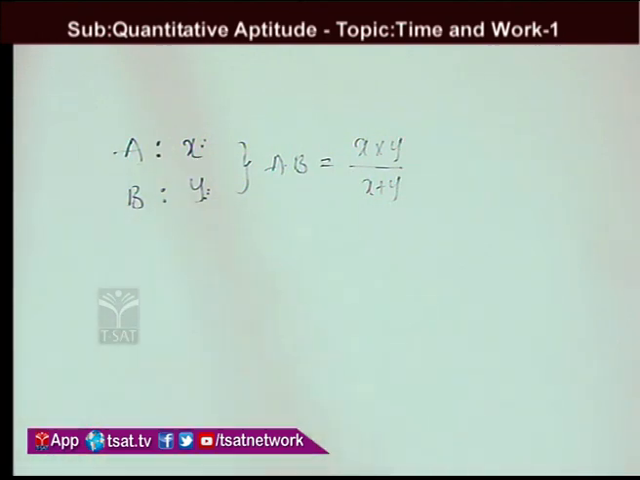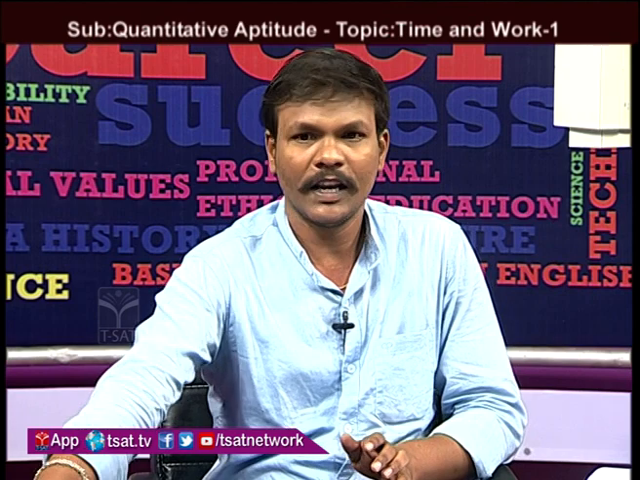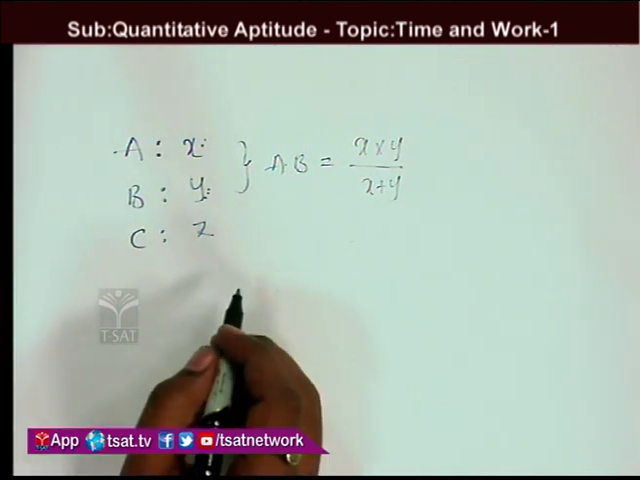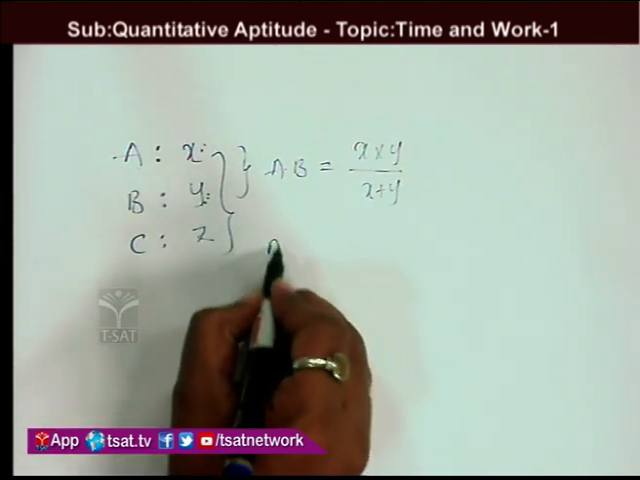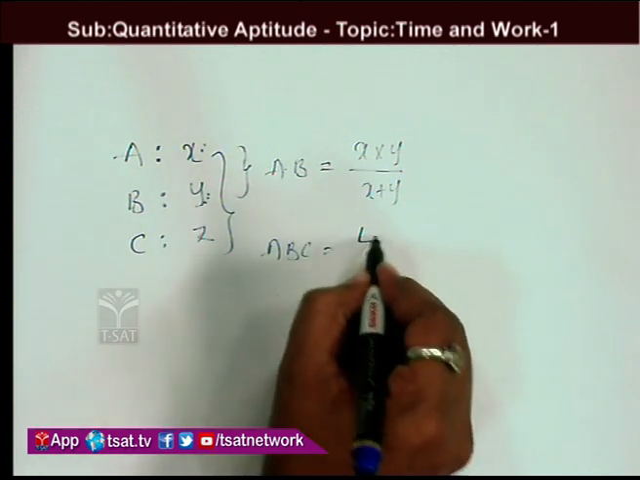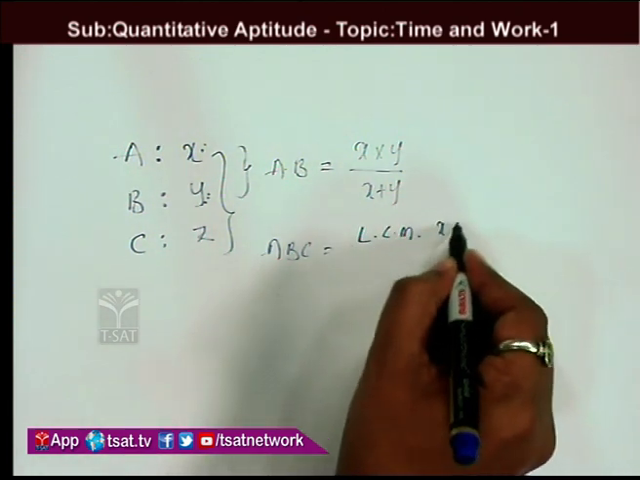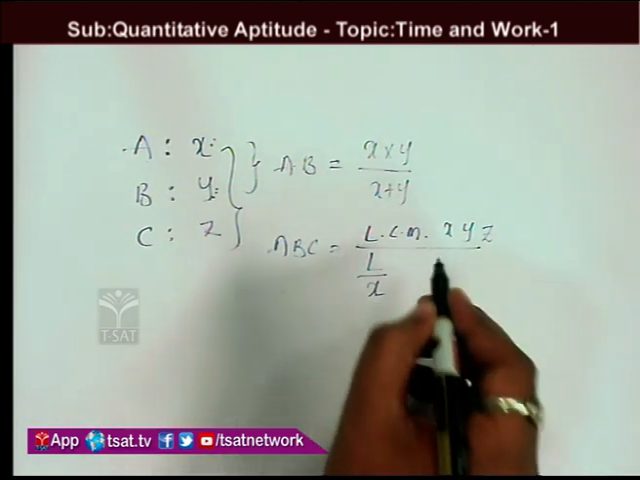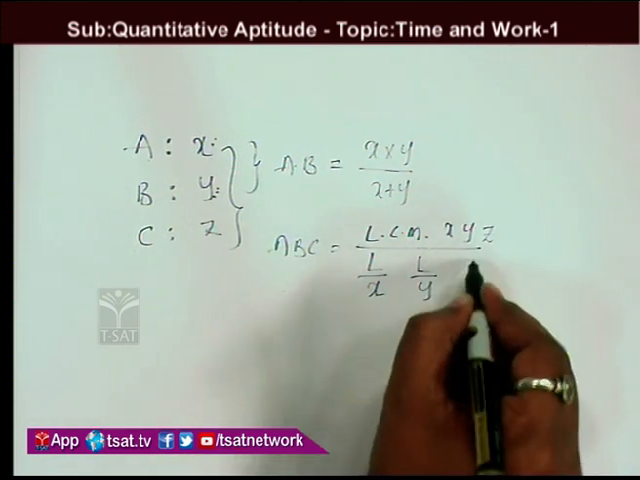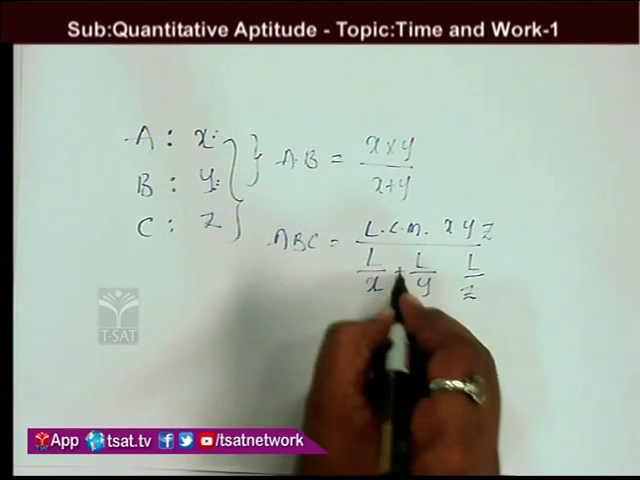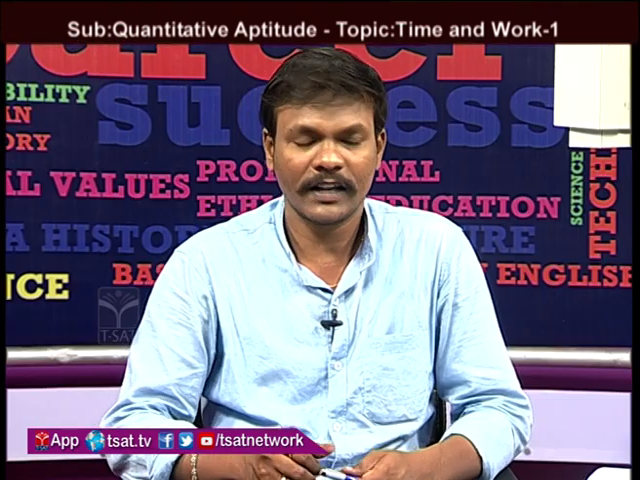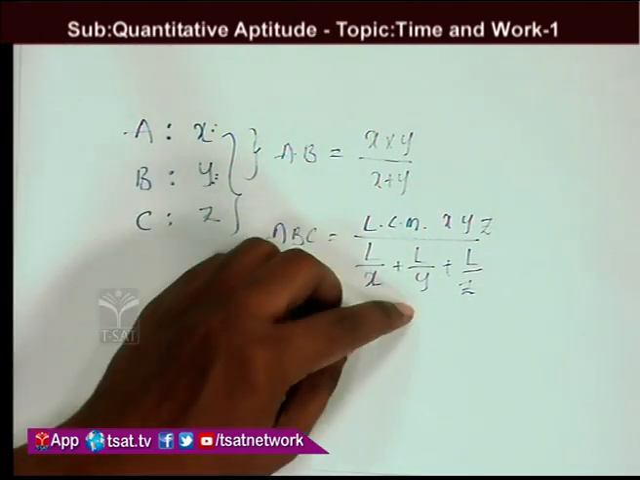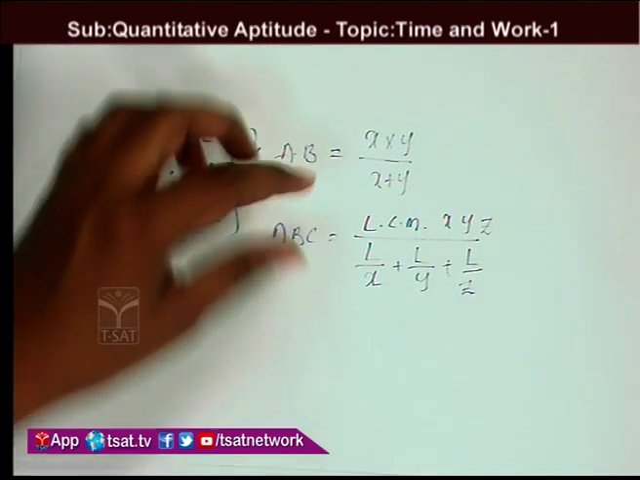If three men are working together, and C can complete the work in z days, then for A, B, C all working together, you have to consider the LCM of x, y, z. In the numerator we take the LCM, and in the denominator we take LCM by x, LCM by y and LCM by z. This is A, B, C working together.